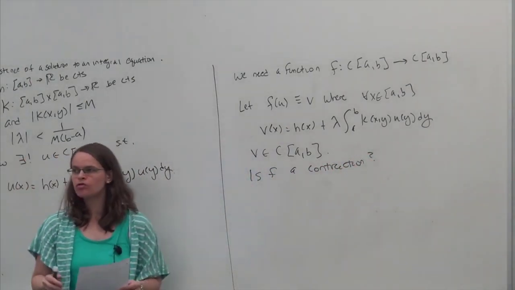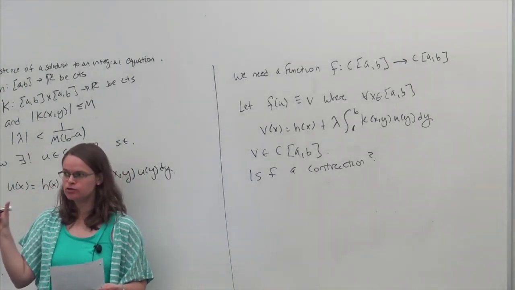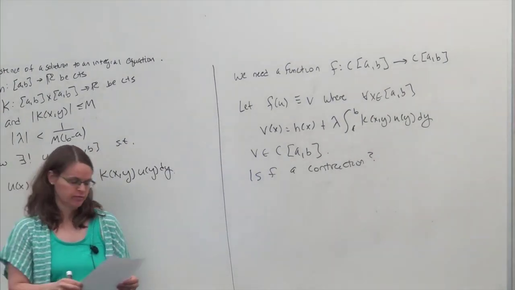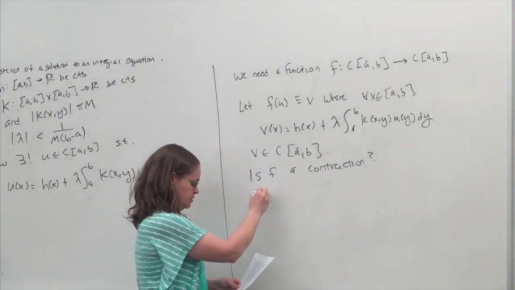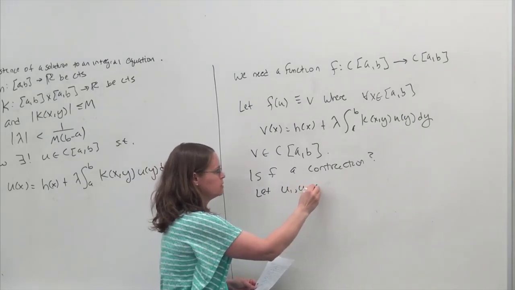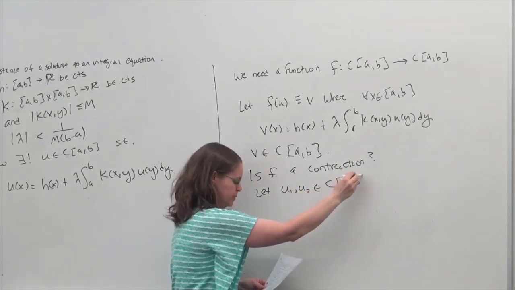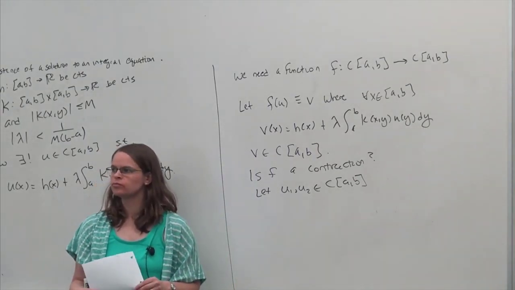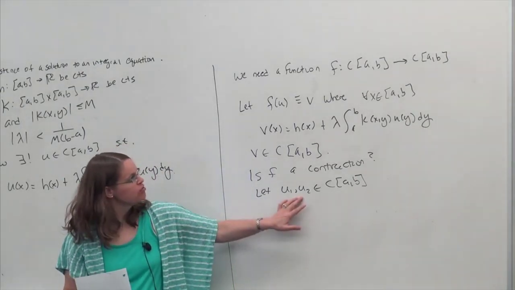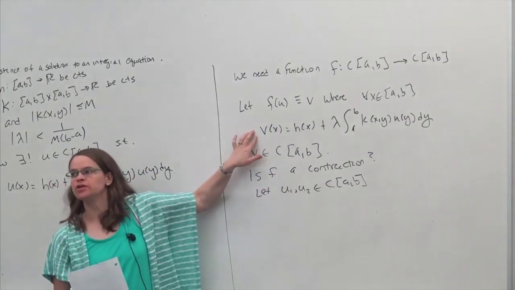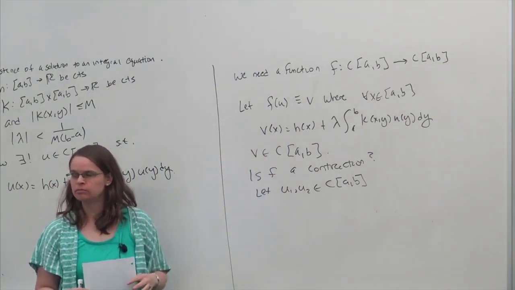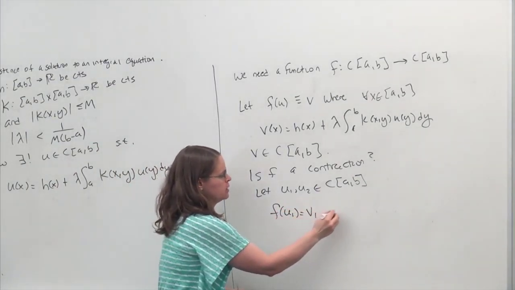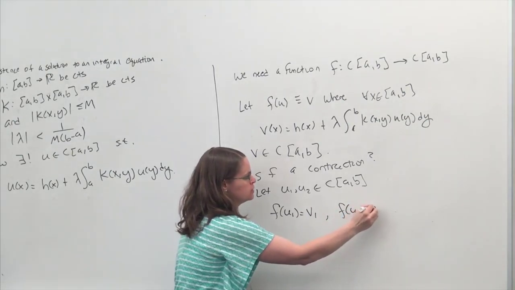So what do I need to do? I need to pick two things in my space and show that f makes them closer together. Any two things. Okay, so let's let u1 and u2 just be any objects in our metric space. Now to these functions, we have new functions that we define, v1 and v2. Okay, so f of u1 is v1, f of u2 is v2.